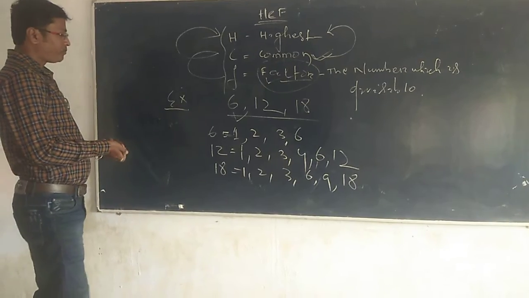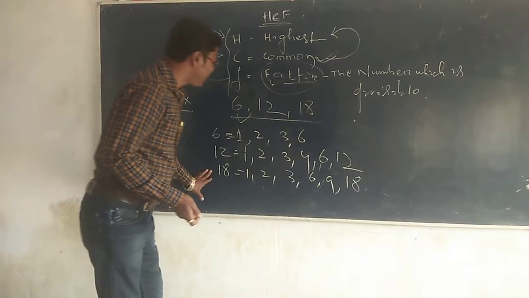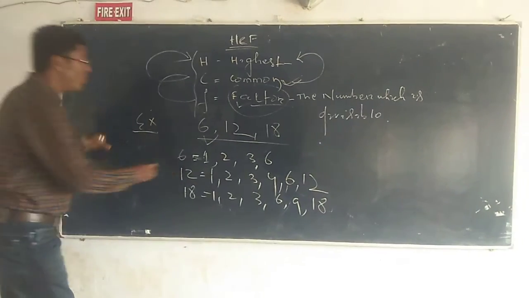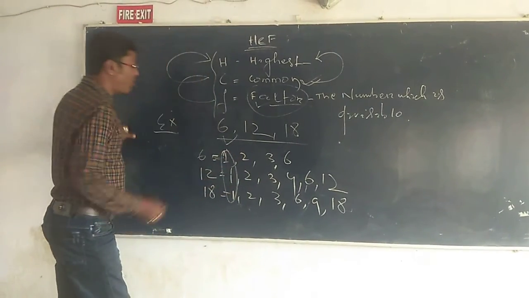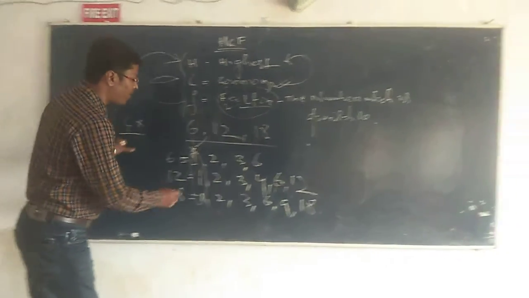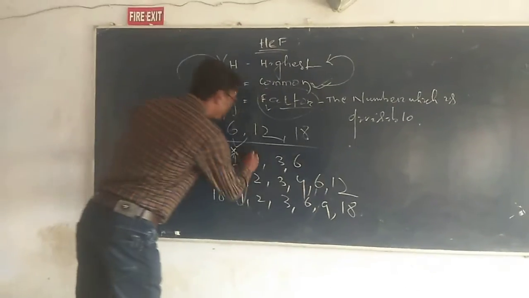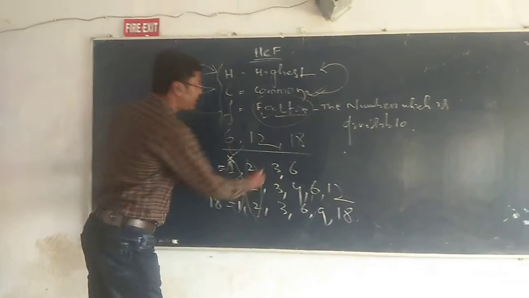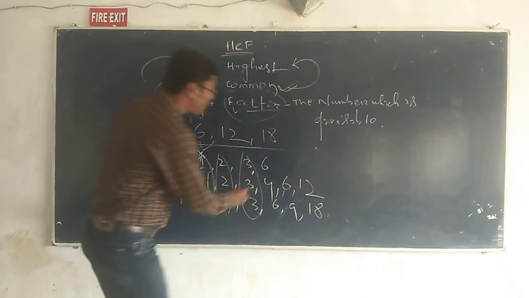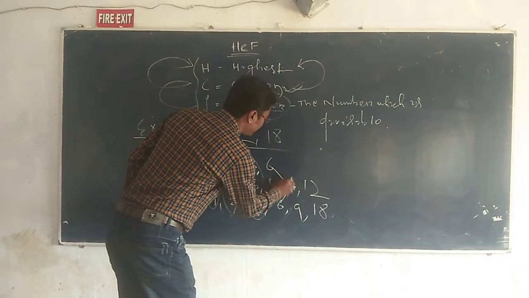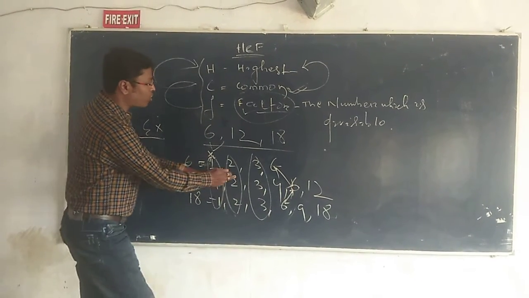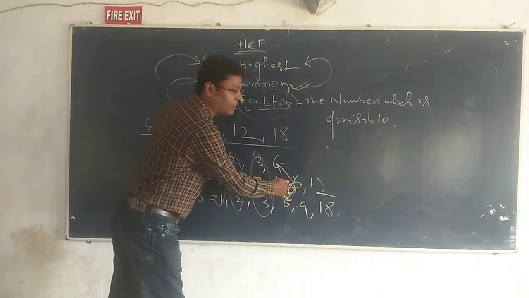Okay? So from these three we have to consider the common ones. Which are the common factors? You see, 1 is always common, so don't take it, it is negligible. Then 2 is also common, 3 is also common, and the last one, 6, is also common. So 1, 2, 3 and 6 are common.